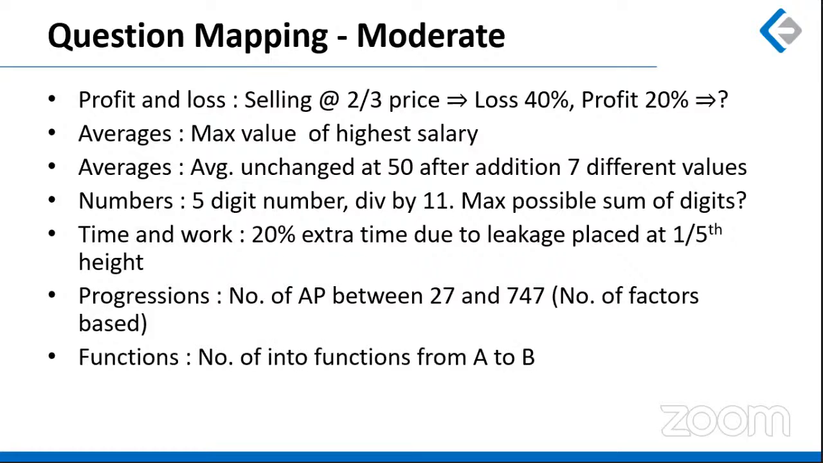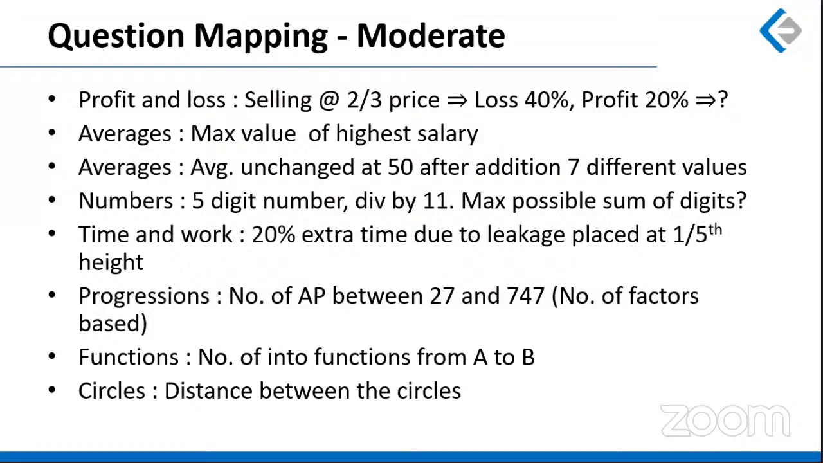A question based on functions was given where we had to find out the number of functions from A to B. Both the sets A and B were having 3 members. Number of into functions can be calculated as total number of functions minus the number of onto functions. Now total is n raised to n, because both the sets were having 3 elements here, so 3 raised to 3, the total was 27. And there were 3 into 2 into 1, so 3 factorial values will be onto, remaining ones will be into.